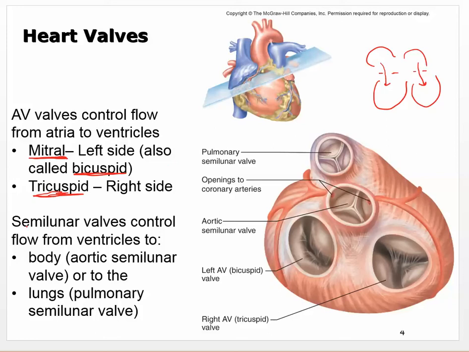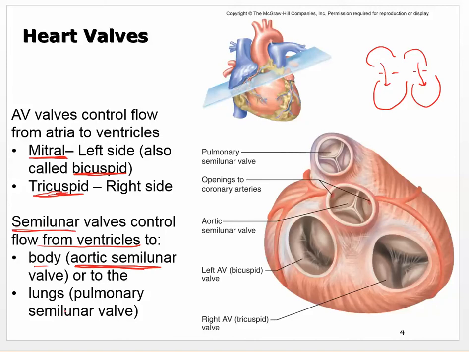They get their respective left AV or right AV names. Okay, so now leaving the ventricles and going out to either the aorta or the pulmonary valve are the semilunar valves. Semilunar because they look like part moon. So that's why they're called semilunar valves. And that's flow from the ventricles. On the left side, going to the body, we call that the aortic semilunar valve, because the first place it goes is into the aorta.